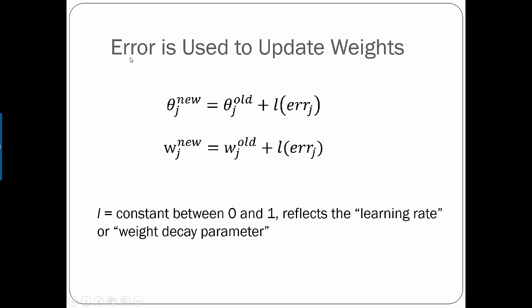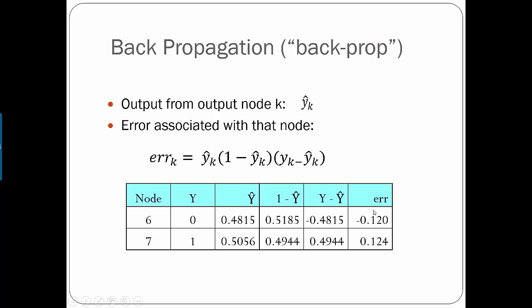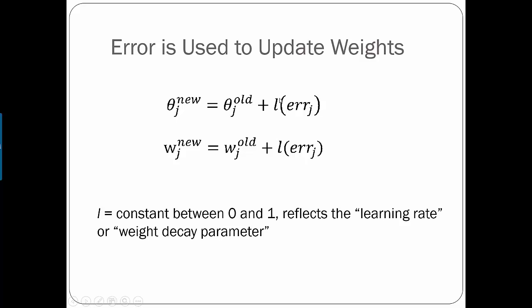So this is how we will update the biases and the weights. You take the old bias and the old weight, and then you take the error that you have, multiplied by a learning rate. The learning rate is a value between 0 and 1, and a very small learning rate would mean the changes that take place to the weights will be very small, so it will take longer to achieve the final results.